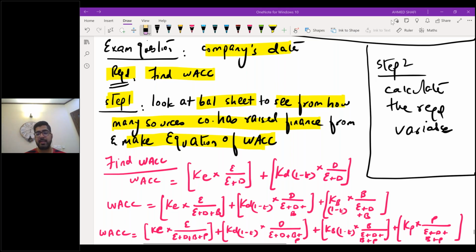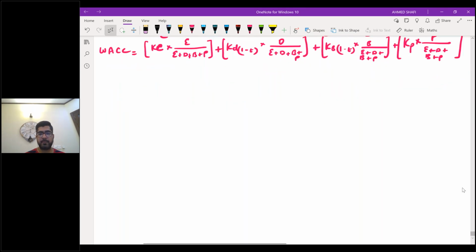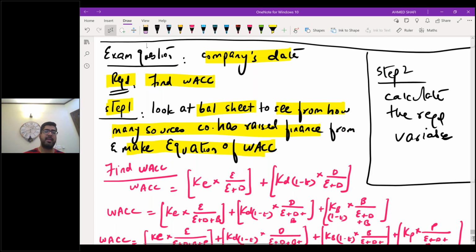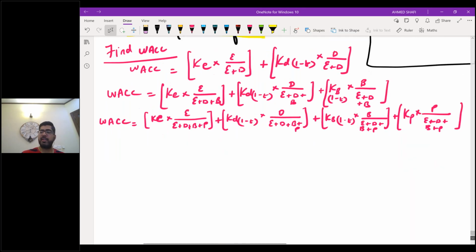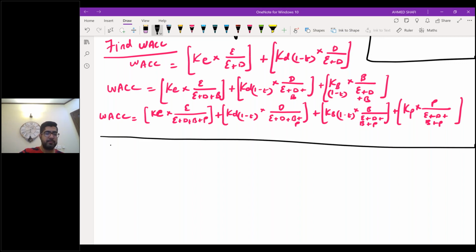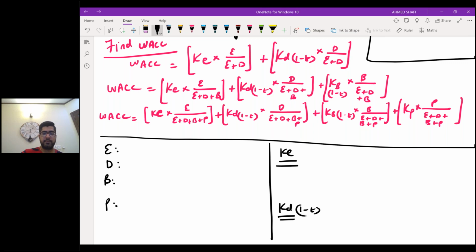the second step is calculate the desired variables. Now, in any given circumstance, the maximum variables which you have to calculate is 8. E, D, B, P, these 4, and KE, KD, KB, KP. These are the 8 variables which you will be needing. Once you get these 8 variables, make the equation, find the variables, that's it.